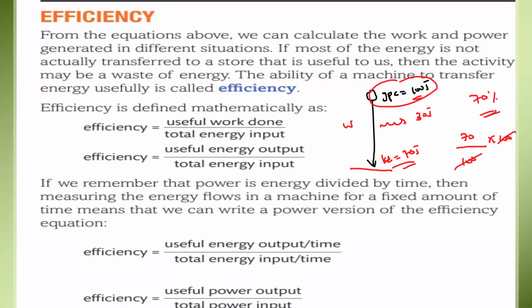So the proportion of the total input energy or total input power that is converted into the useful one, what we want, that percentage refers to efficiency. Efficiency can be represented as a percentage or as a fraction. Both ways are acceptable. So useful work divided by total input, multiplied by 100, or useful energy output divided by total energy input, multiplied by 100, that's also efficiency.